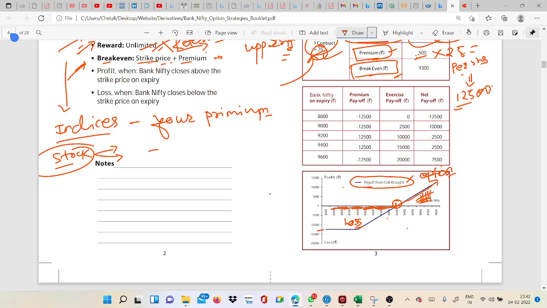And if the particular contract goes below this particular 9,300 price, then you will have a loss. And here, if you understand the ITM, OTM and ATM terms, then it would be again better to understand from this.